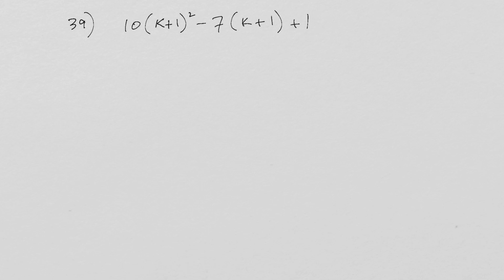Number 39. We have 10 times k plus 1 squared minus 7 times k plus 1 plus 1. And let's do this. Let's let x equal k plus 1. And now what we have is 10x squared minus 7x plus 1. I'm going to multiply my two outer numbers together and get a positive 10. I'm looking for factors of 10 that give me a sum of negative 7. So negative 5 and negative 2. So I'll rewrite this.